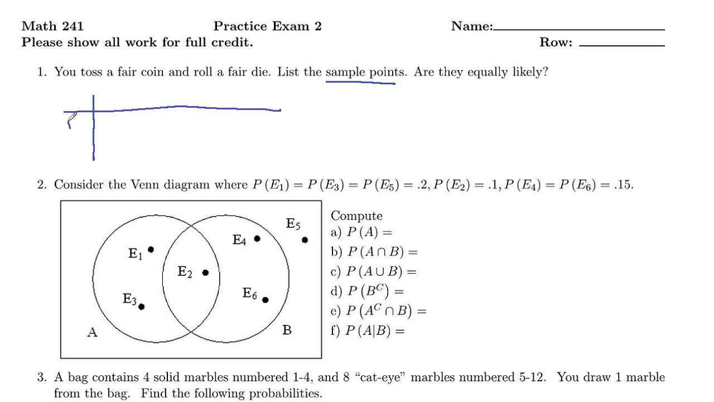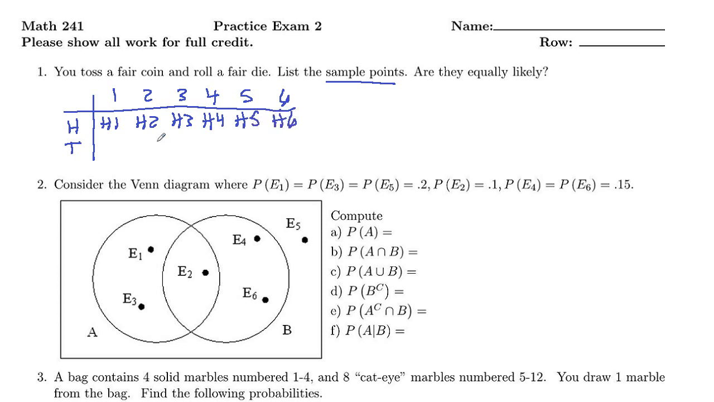And so we list the outcomes on the coin on the edge here, and then we'll list the outcomes on the die across the top, 1 through 6. And then we combine them sort of like a multiplication table. So heads and a 1, heads and a 2, and etc. down the row. So we got heads 3, heads 4, heads 5, and heads 6.